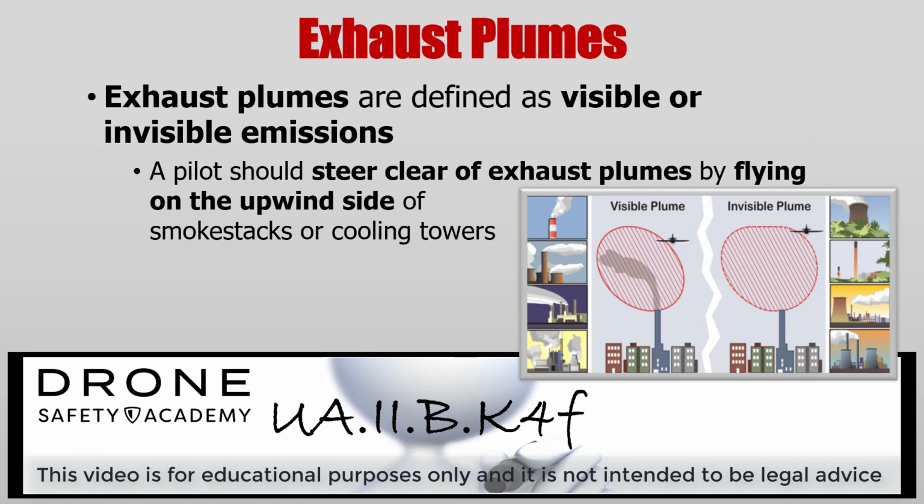Next up are exhaust plumes, which may be defined as visible or invisible emissions. Exhaust plumes may be industrial, or they may be from nature. In any case, a pilot should steer clear of exhaust plumes by flying on the upside of smokestacks or cooling towers.